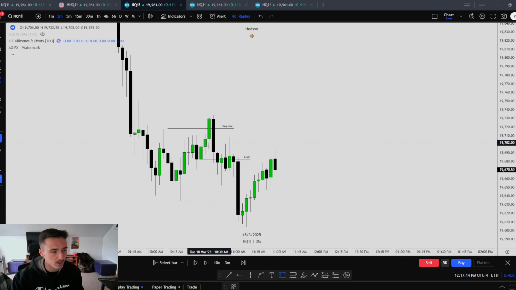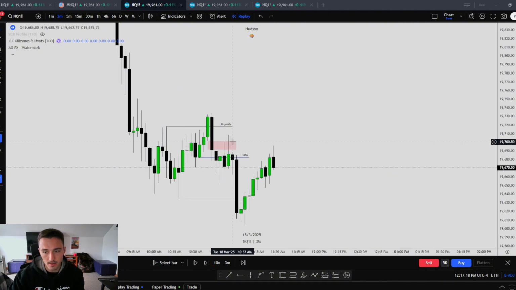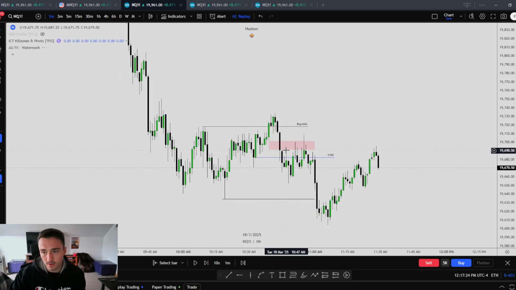Okay, so you don't always have to enter on the change in delivery. If we create a fair value gap right above the change in delivery, just enter off that, right? So in this example, just enter on the fair value gap. If we don't tap it, we don't tap it. That's whenever you can go to the lower time frames. Let's say this never came up here.